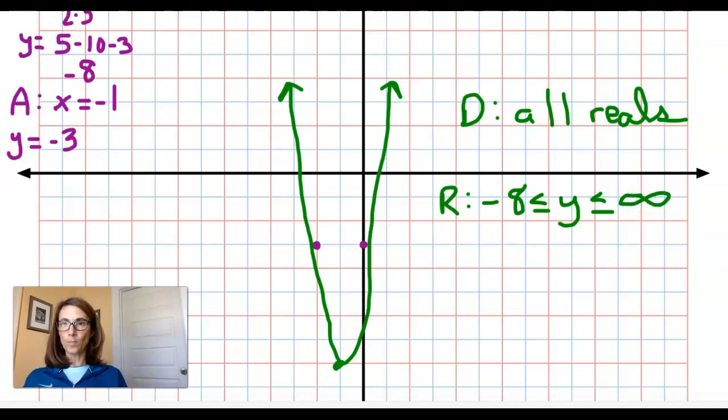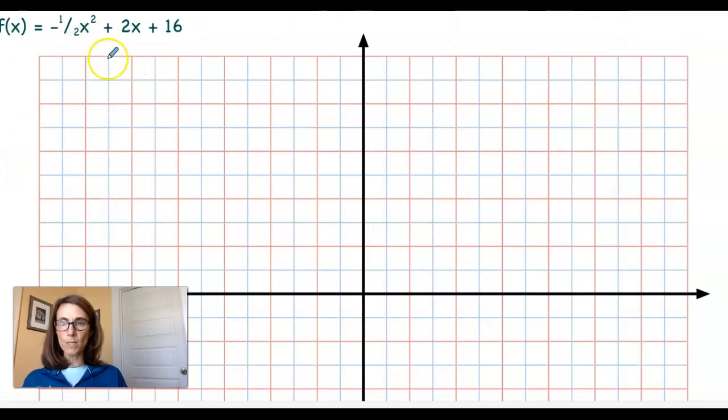Okay. All right, let's do one more example. So again, we have a negative value for a, so that means our parabola will open down. So that means we're going to have a maximum point.